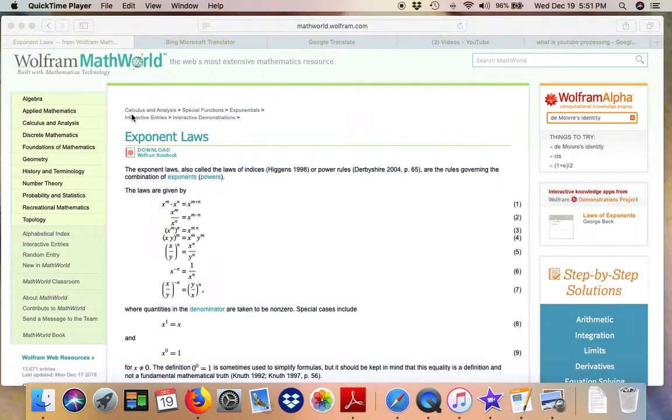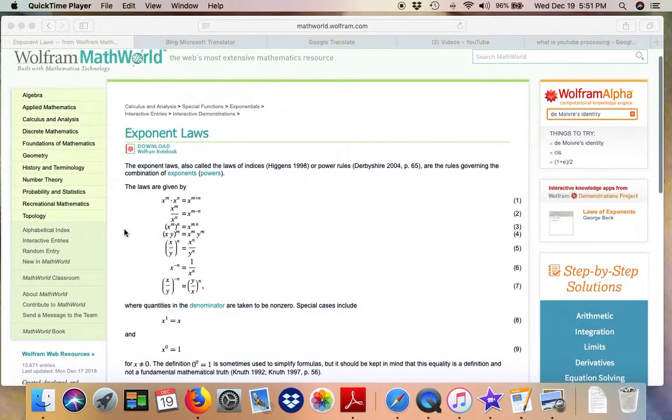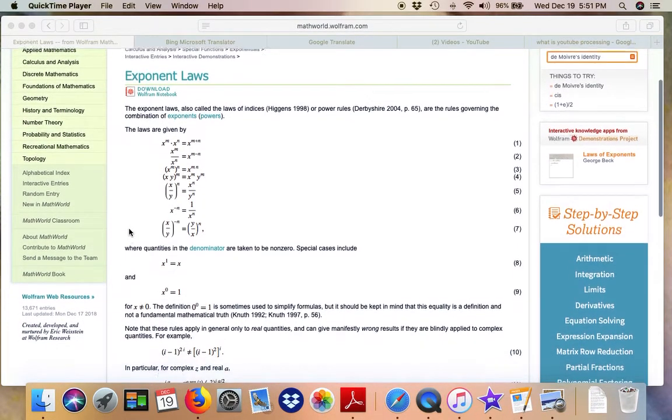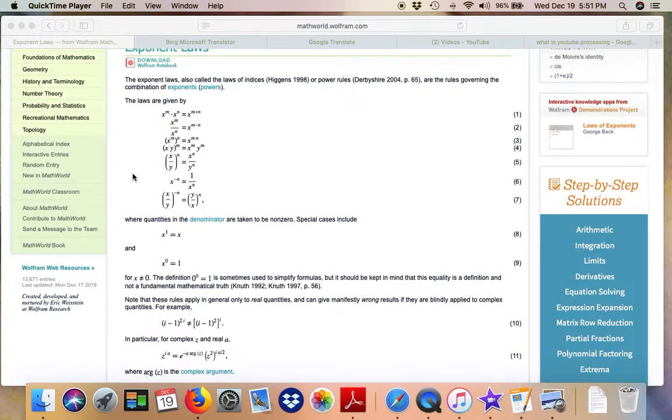And you can see at the top here it says calculus and analysis, special functions, exponentials, interactive entries, interactive demonstrations. So I just put in mathematics exponents, and it wasn't at the top. It was down like 10 in the list, but eventually there was one that said just exponent laws. Exponent laws, also called the laws of indices, Higgins 1998, or power rules, Derbyshire 2004, page 65, are rules governing the combination of exponents or powers.